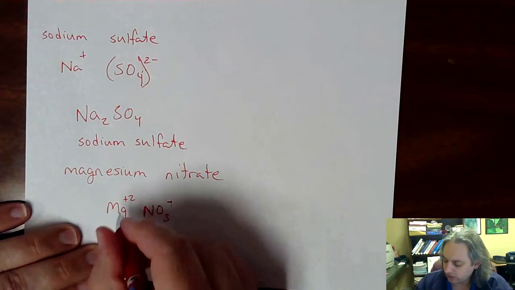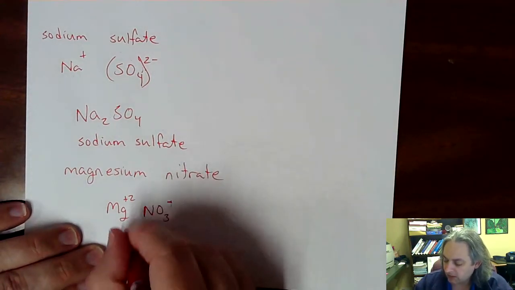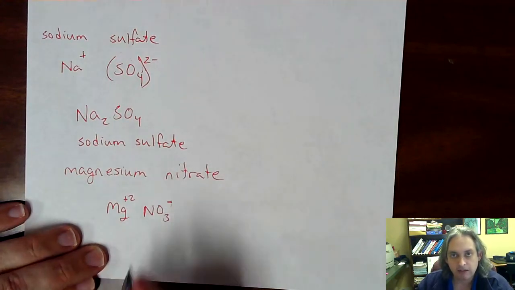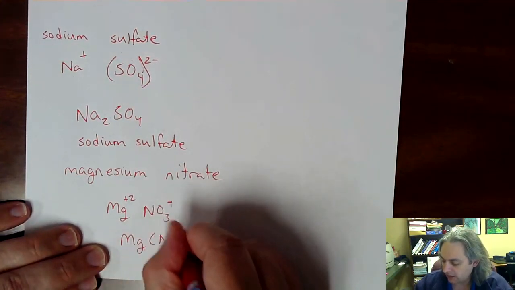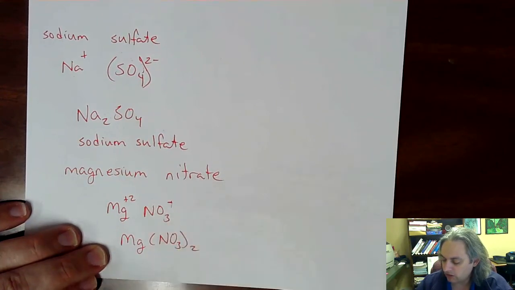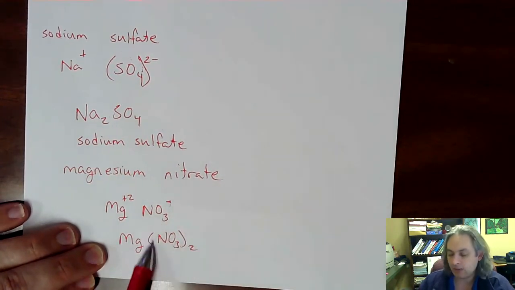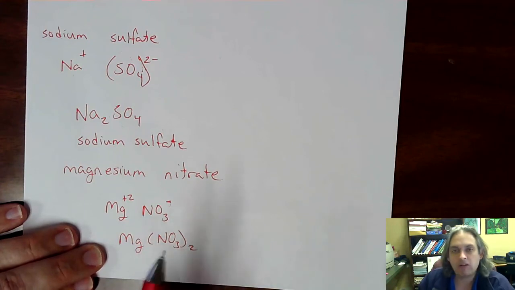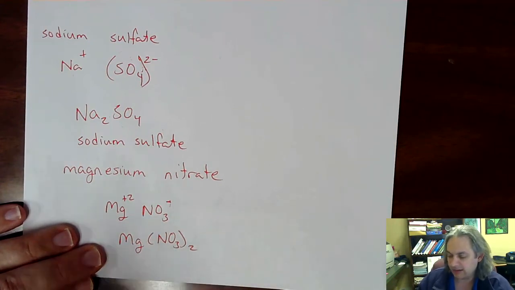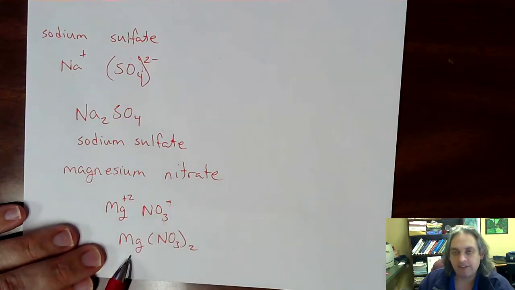And so to do that, we want to put parentheses around the nitrate to show that it is a polyatomic ion. So we write Mg, parenthesis, NO3, and parenthesis 2. And so this tells us that we have 2 nitrates for every magnesium. We have to have those parentheses there. If we don't have that parenthesis there, it would look like we would have 32 oxygens then, and we don't want that. So we want 2 nitrates for every magnesium.